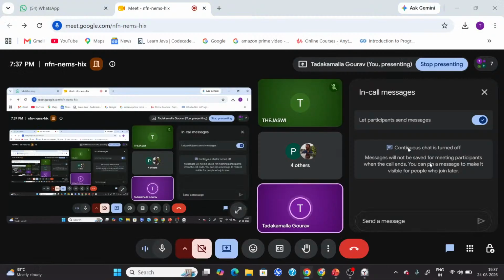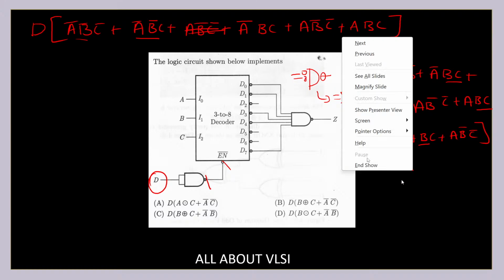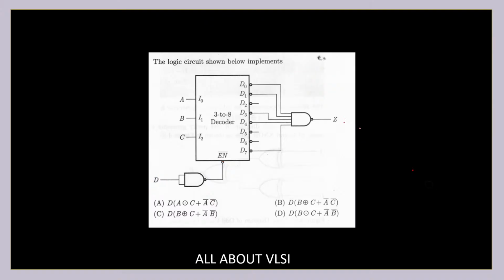Did we make any mistake, any simplification mistake? Let me check it out. This is D0 A bar B bar C bar plus D1 A bar B bar C plus D3 A bar B C plus D. Okay, what is this term? D5 is not there now. Okay, let me erase everything once again and write it down.